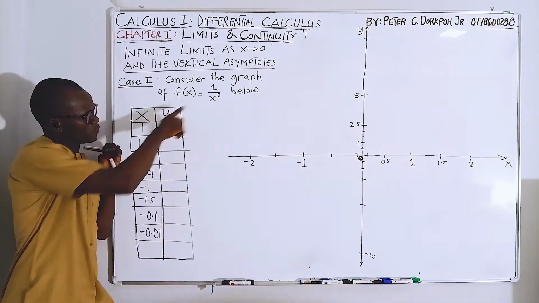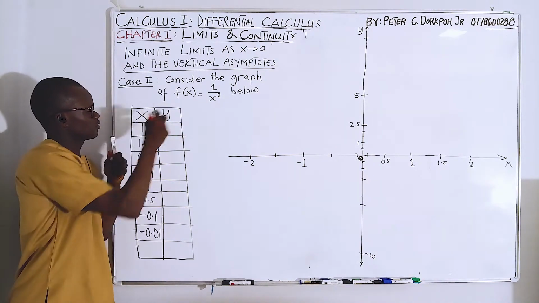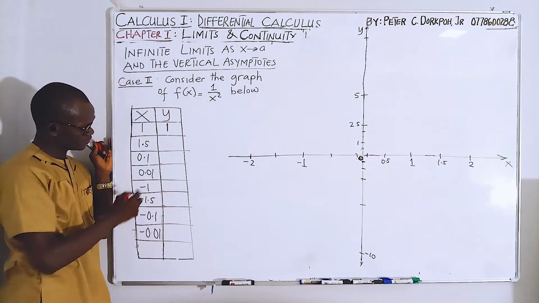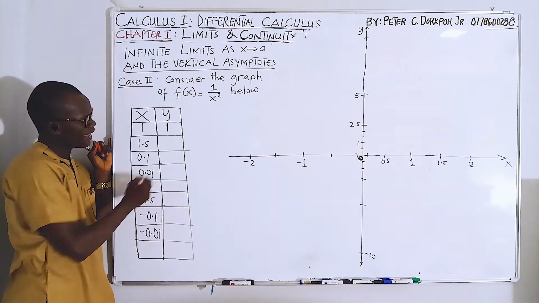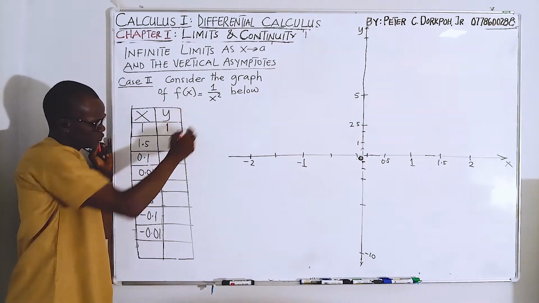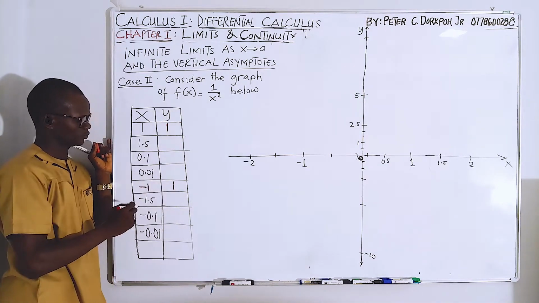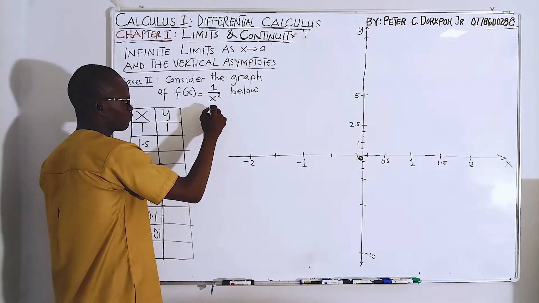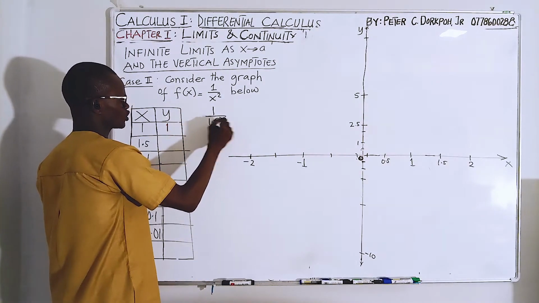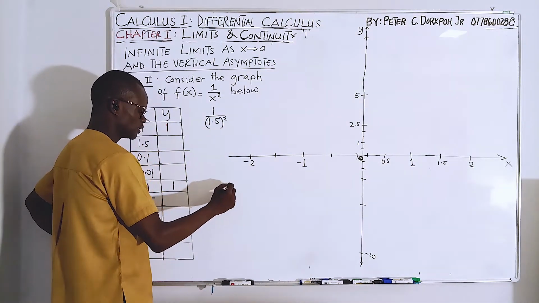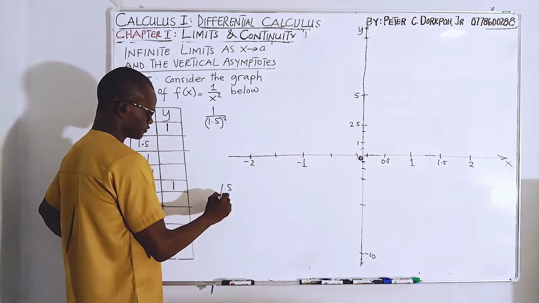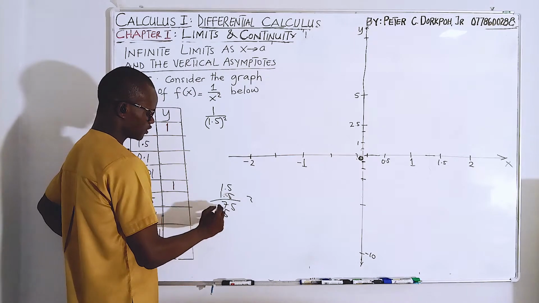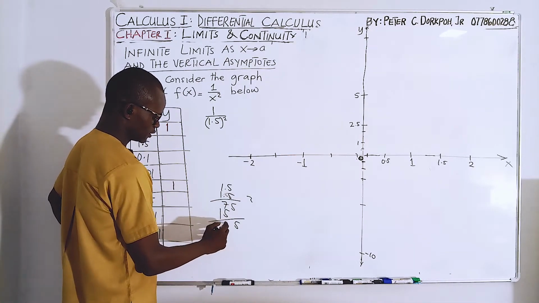If x is 1, if we put 1 in this, we're going to have y to be 1, because 1 squared is just 1, right? Now when x is also -1, we're going to have -1 times -1 will give us positive 1. Y will also be 1. Now when x is 1.5, let's say we have 1 over 1.5 all squared.